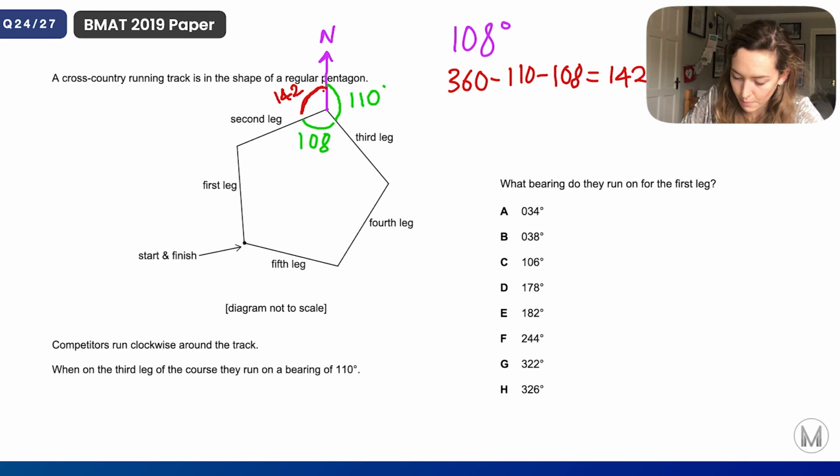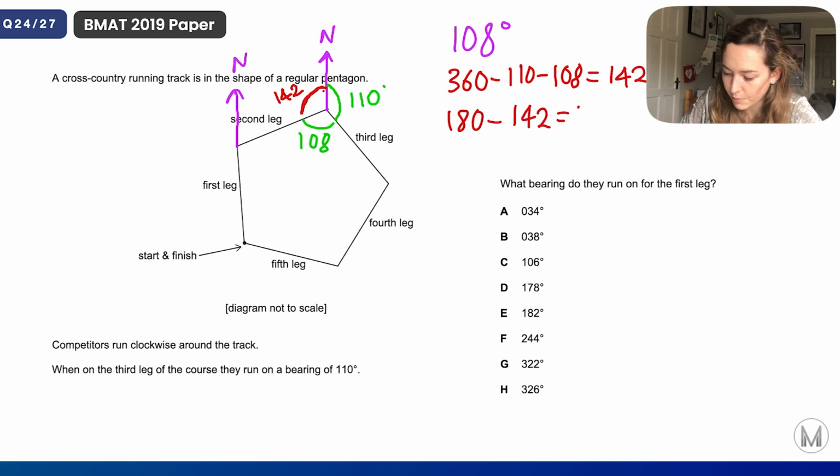So simply, if I put in my north there, the bearing on my second leg will be 180 minus 142 due to that supplementary rule. So that's 38 degrees.